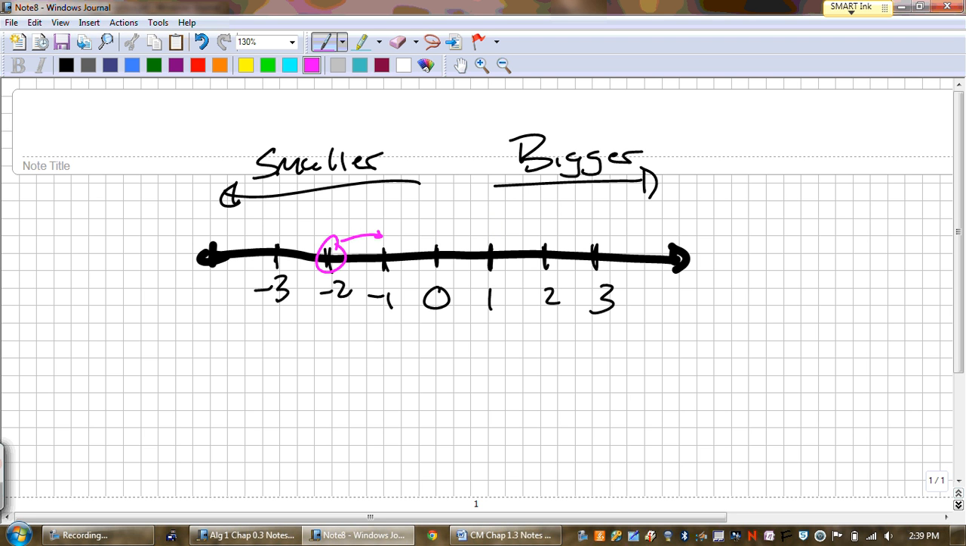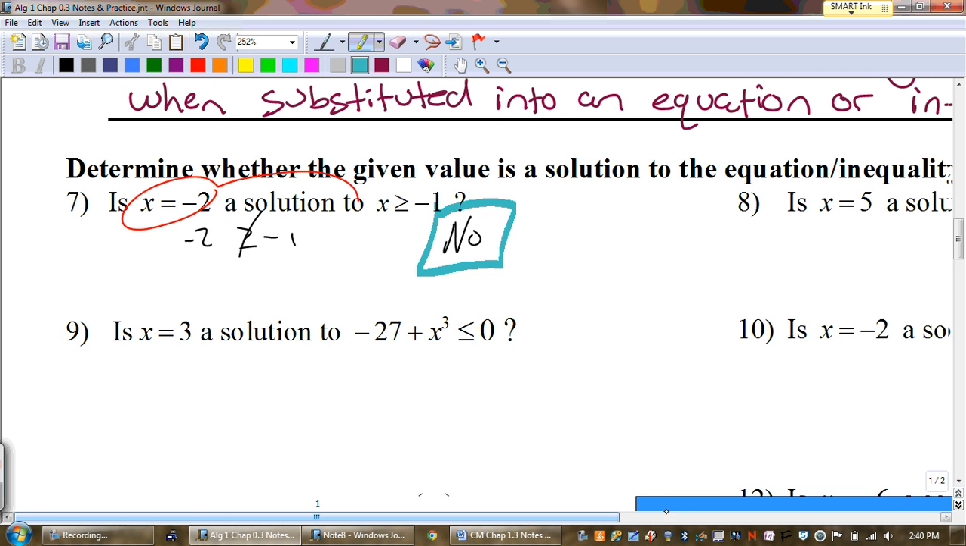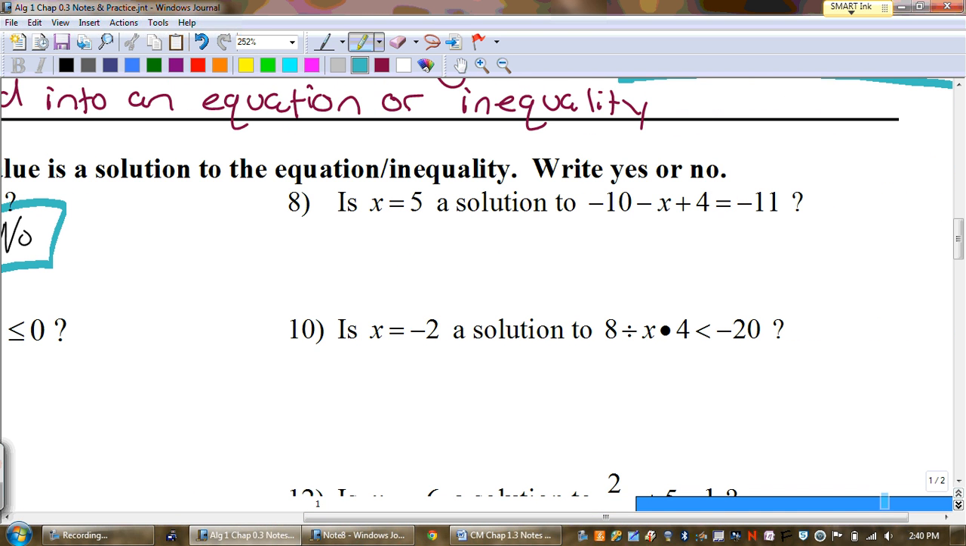We're looking at -2. Is it greater than -1? No, it's to the left of -1. Here's -1. It's to the left. So what that means is that this is false. Okay? No. -2 is not greater than -1. Okay? Do that, or we can just put a box around it.